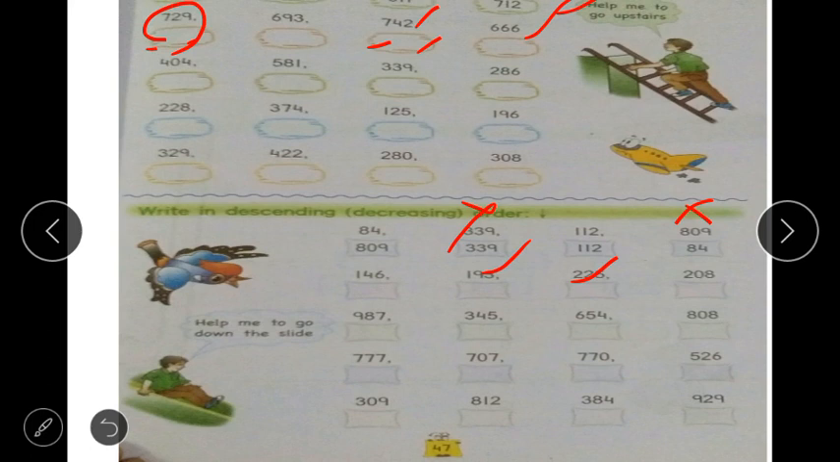Got it? So this way you have to complete the given exercise. Both the exercises you have to do in the copy. These two you also do in your maths copy. So here that work is over for you. Complete the work and show it to me. Thank you, children.